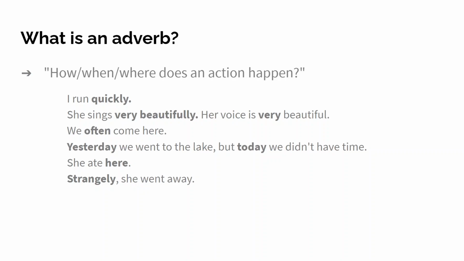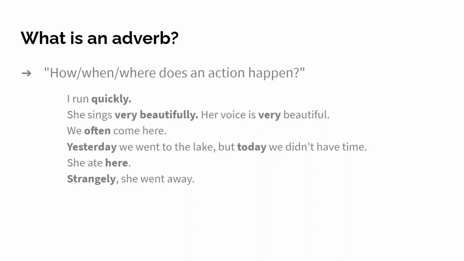Here we again have very, but here we see that adverbs can refer to different things, because in the sentence before we had the very referring to the beautifully, so another adverb. And here, her voice is very beautiful. Here the very refers to an adjective, beautiful.